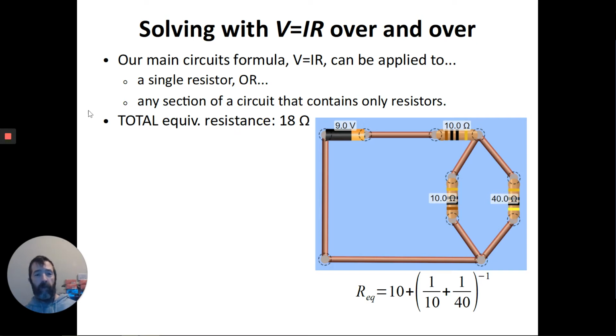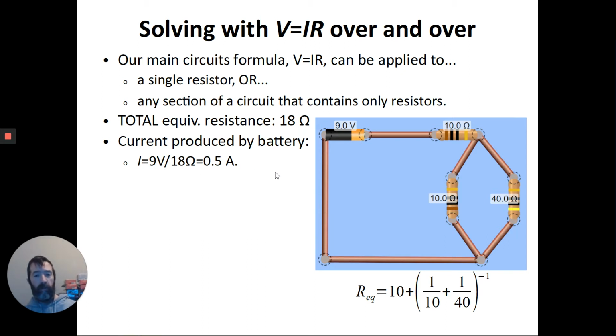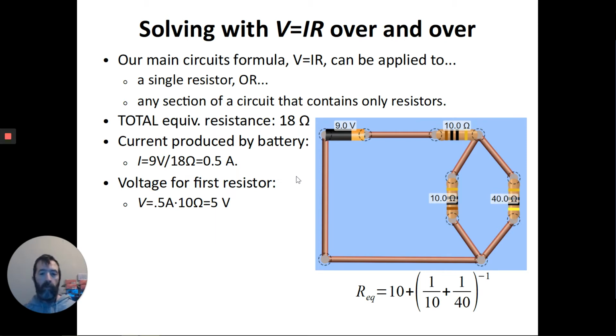So once you've determined that, you could use V equals IR to find how much current is coming out of the battery, right? You can imagine the whole circuit is just the battery and then a single resistor that's 18 ohms. So you do 9 volts over 18 ohms, you get half an amp of current. You could determine the potential difference or the voltage for the first resistor once you know the current. V equals IR. I know the current is half an amp. I know the resistance is 10 ohms. So the potential difference or voltage for that resistor is 5 volts.